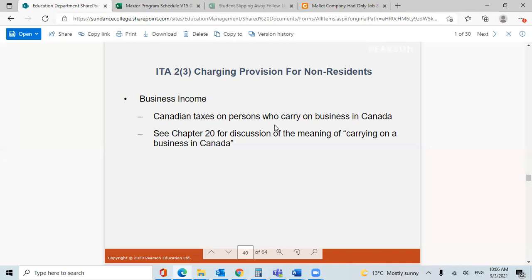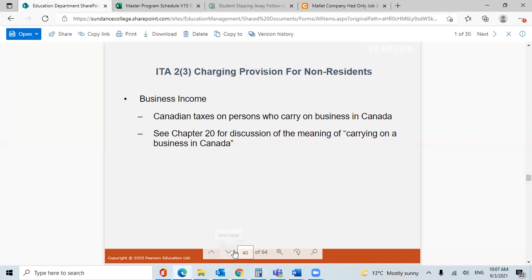And then this will be talked about in the following: if a non-resident is offering something for sale in Canada through an employee, so this is an employee, not a contractor, okay? Then this non-resident person is carrying on business in Canada. But if this U.S. company sells to an independent contractor who resells the item in Canada, it is not considered a non-resident carrying on business.